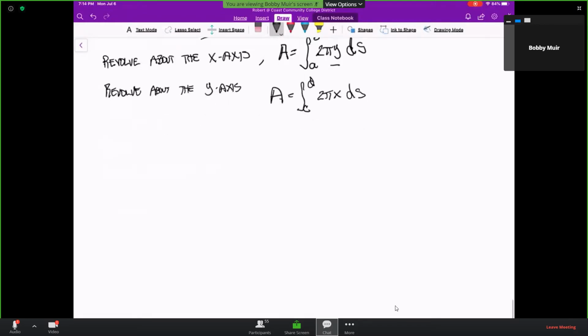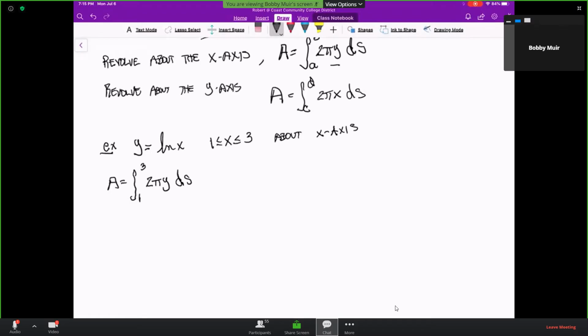So let me do a problem that we'll work on. Okay, so I'm going to do number 1 in the book. Number 1, at least in the old textbook. So example, I'm going to have y equals the natural log of x from 1 to 3, and I'm going to go about the x-axis. Okay. So the area is going to be the integral from 1 to 3 of 2 pi y ds.